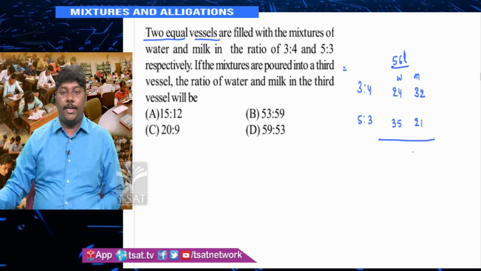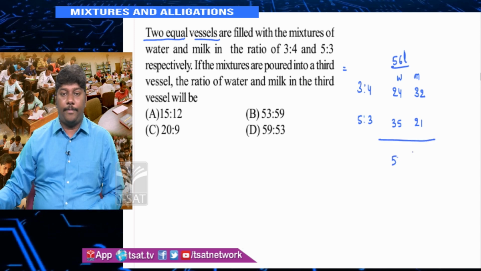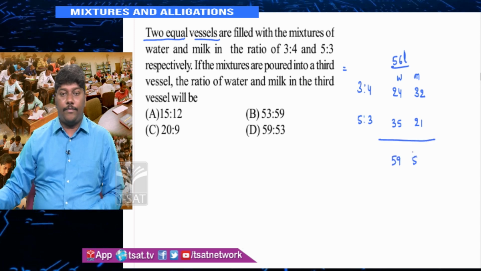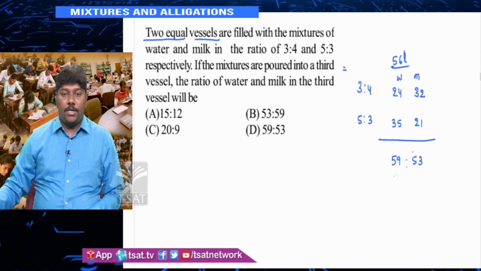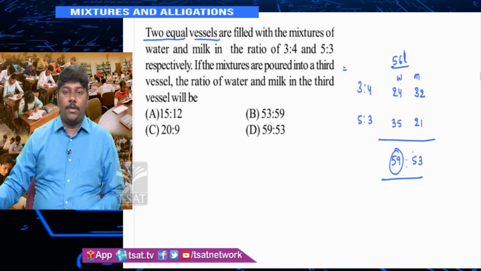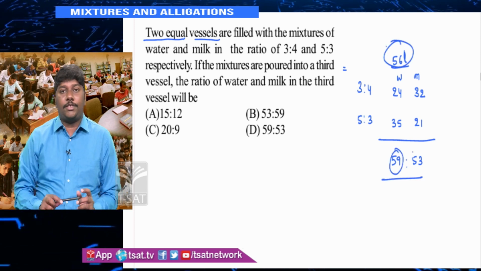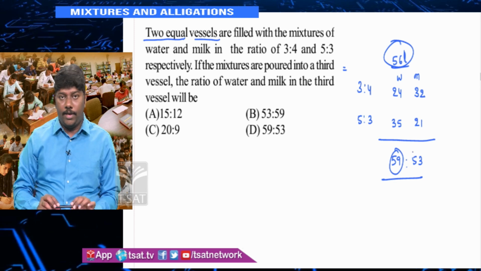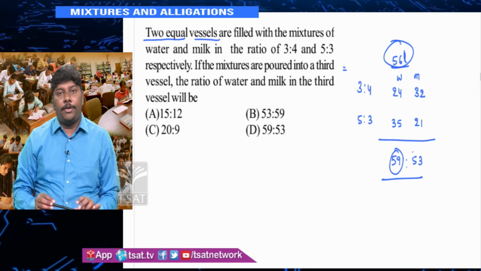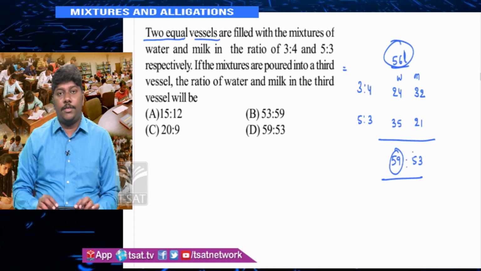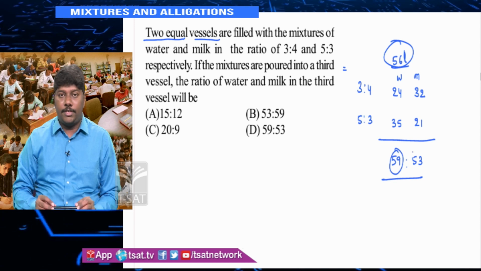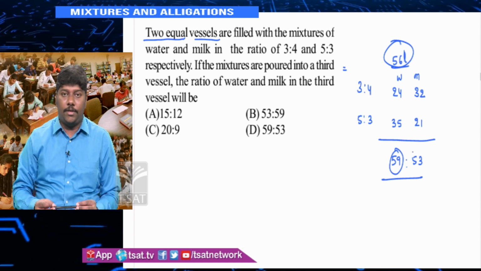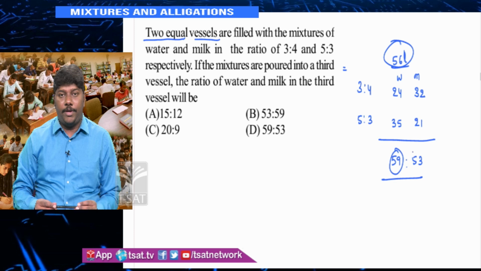Therefore, how many liters of water is there in the third vessel? 59 liters of water, 53 liters of milk. Even if you find only water, you know that 56 plus 56 in 2 vessels, because of equal capacity, is 112. You only find out what is water in it. We got water as 59 liters. Obviously out of 112, if 59 is water, the remaining 53 must be milk.